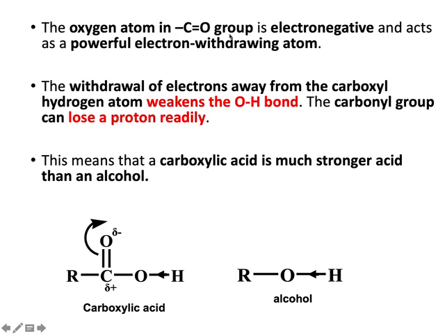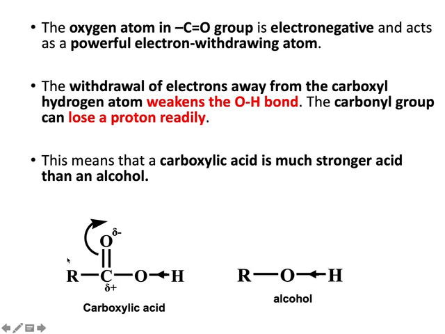So the C double bond O group is electronegative and acts as a powerful electron-withdrawing atom. You must know these facts to do the next mechanism of the carboxylic acid and its derivatives. We all know the C double bond O group is electronegative and is a very strong electron-withdrawing atom. Because of withdrawing electrons away from the carboxylic acid, it weakens the OH bond. So the carboxylic acid can lose a proton readily.